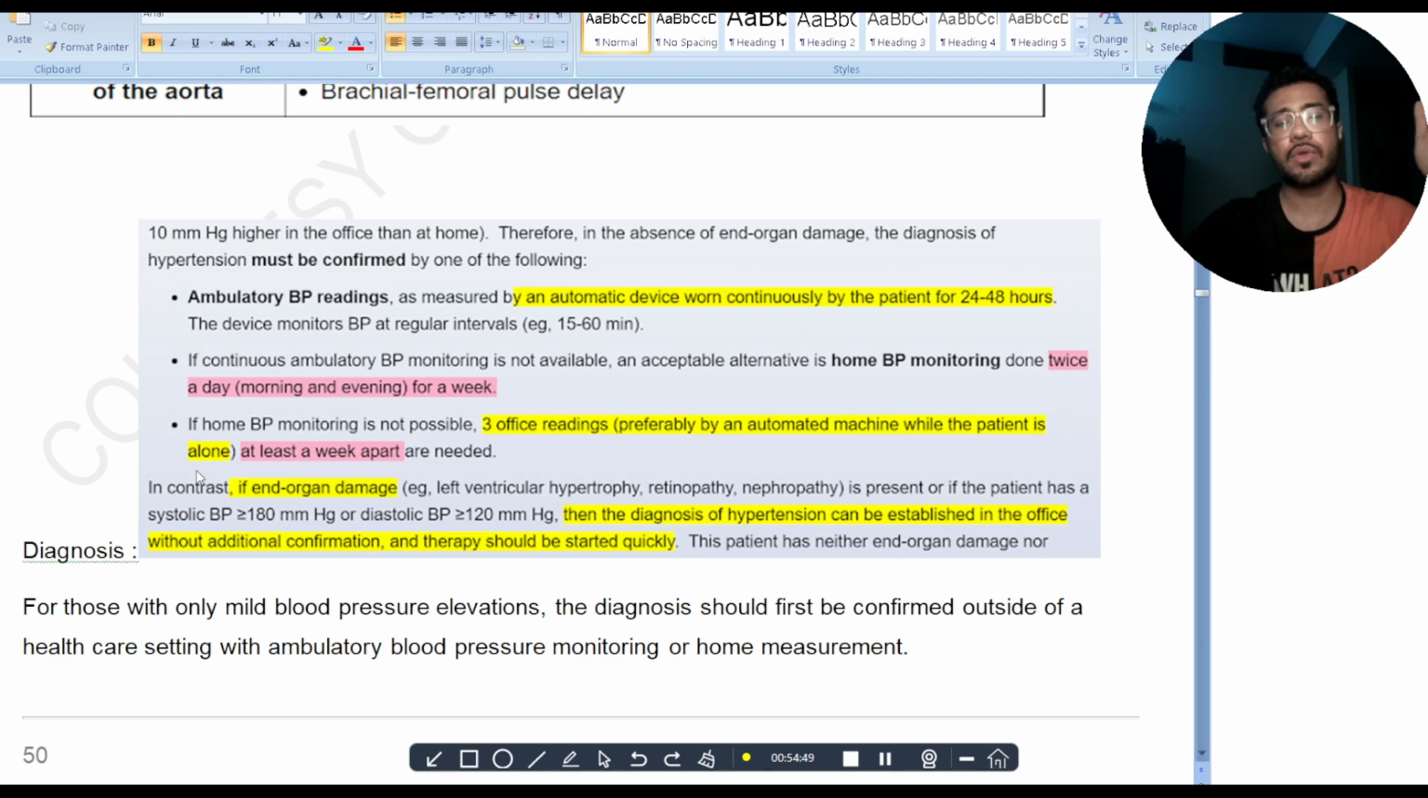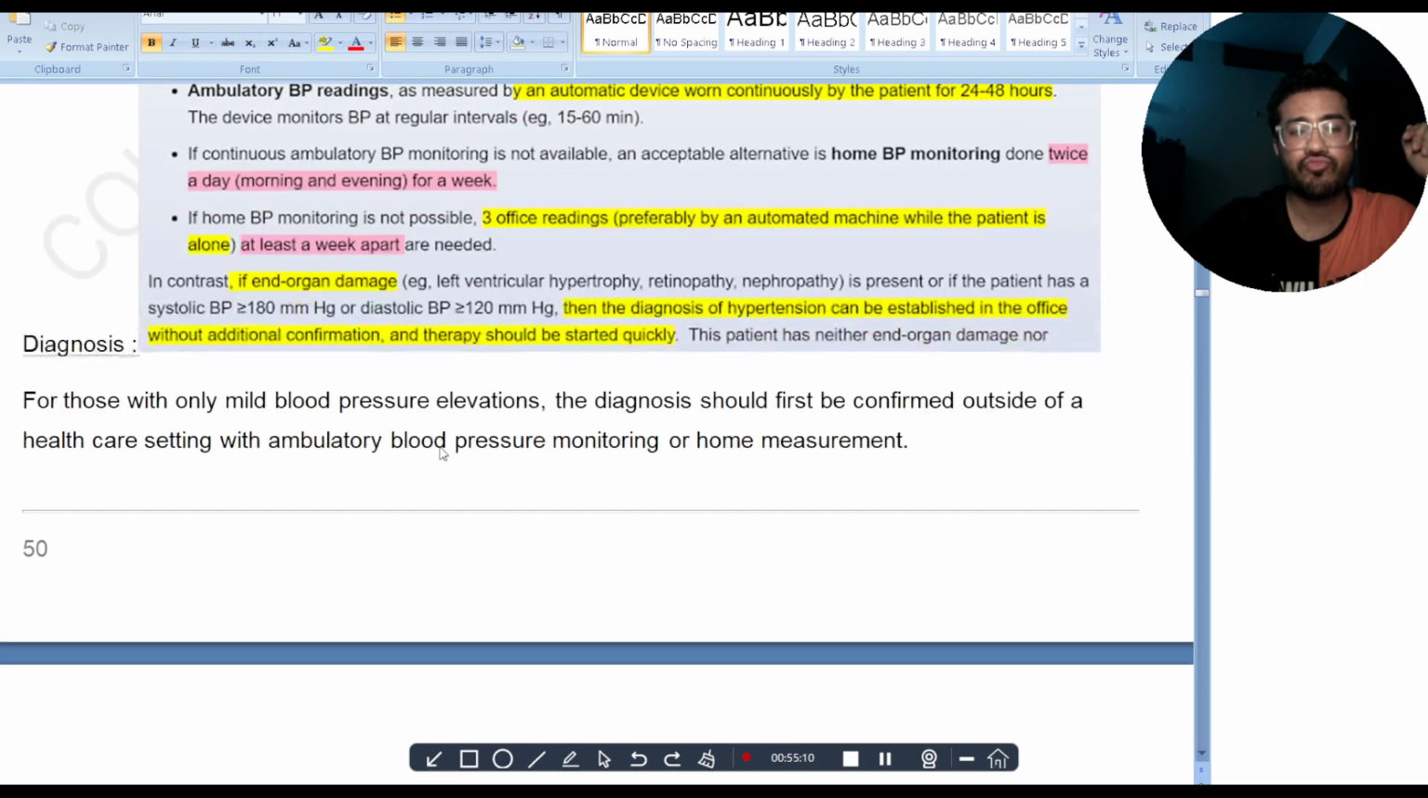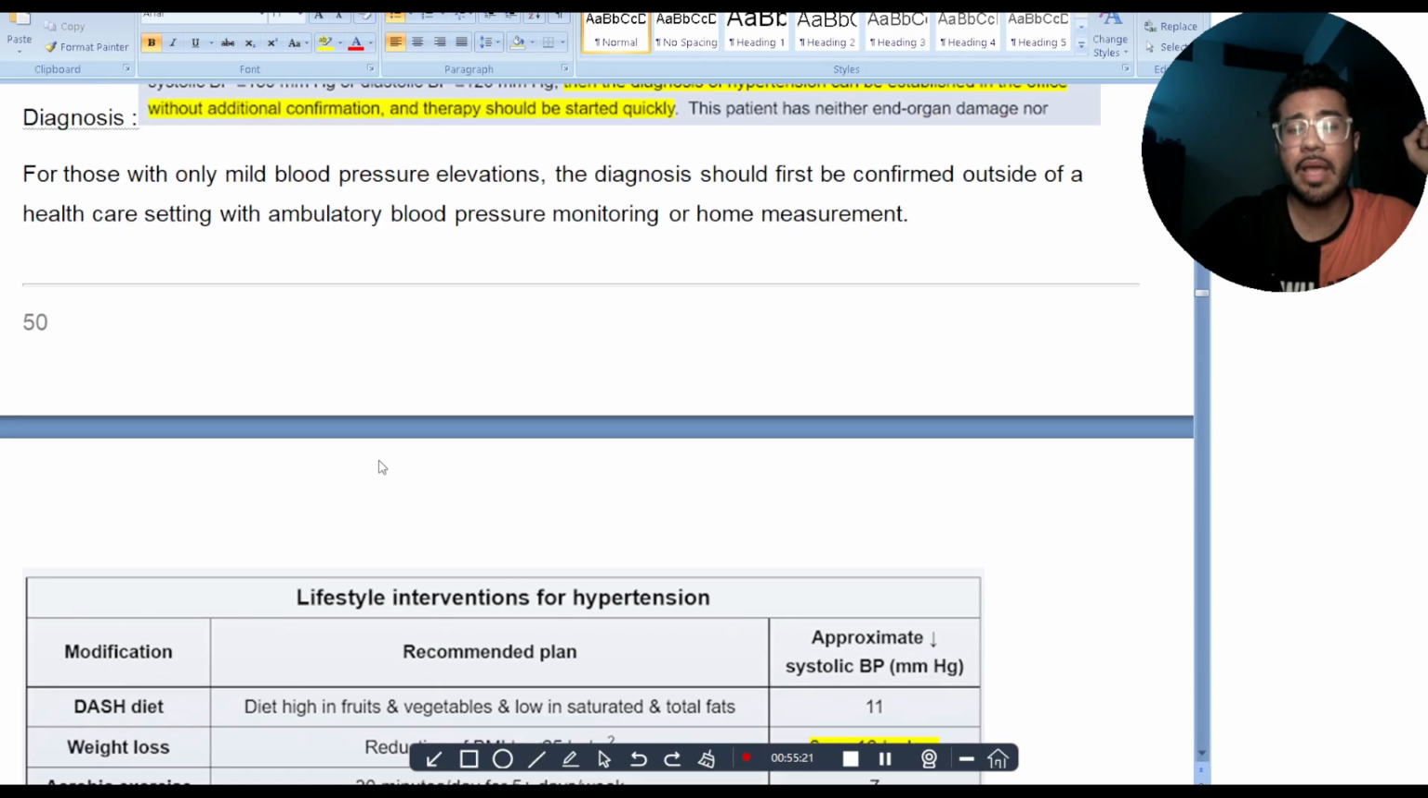So here they've also given a scenario where a patient came with hypertension, and they ask you the next best step: ambulatory BP readings that confirm consistent rise in blood pressure. That is when you confirm hypertensive diagnosis, and if that is not possible, three office readings while the patient is left alone, at least a week apart. If end organ damage, just start the hypertensive meds. For those with only mild blood pressure elevation, diagnosis should be confirmed outside of the healthcare setting with ambulatory blood pressure.